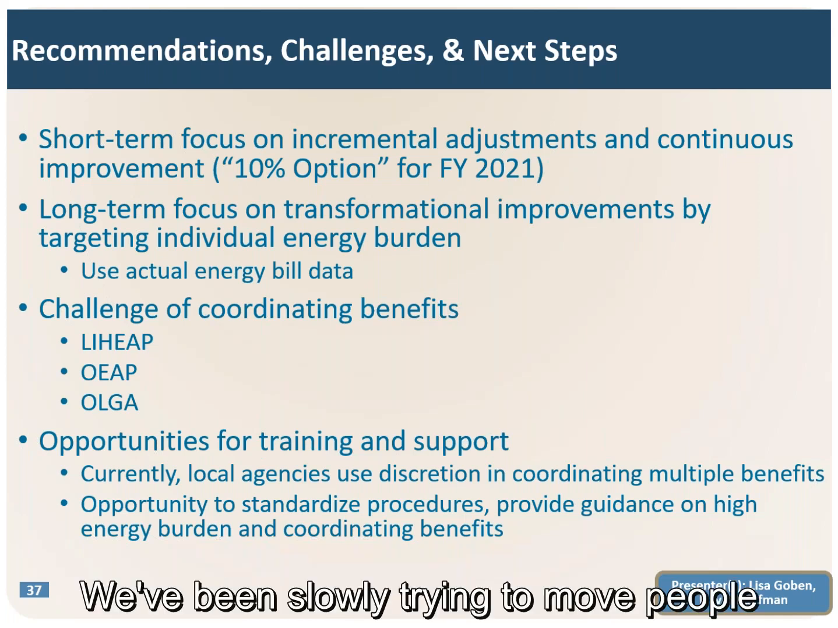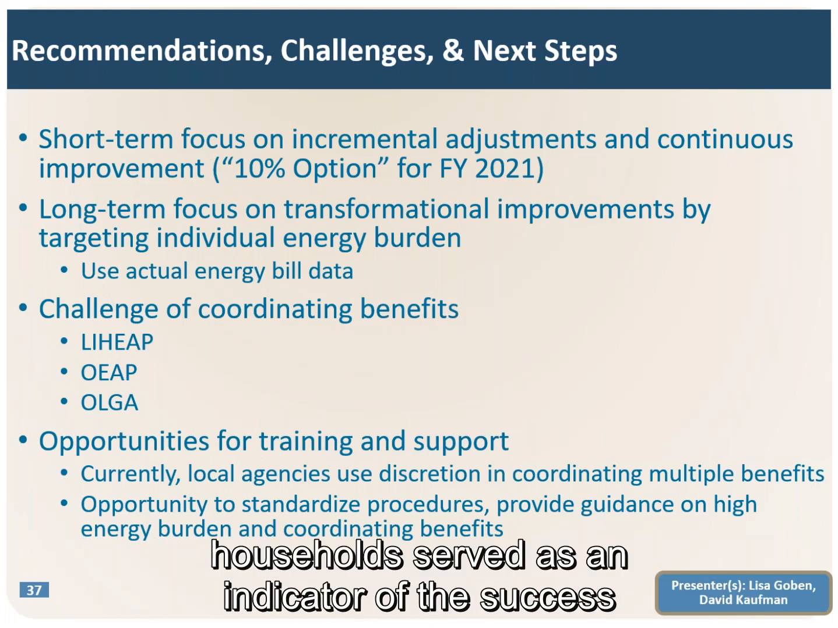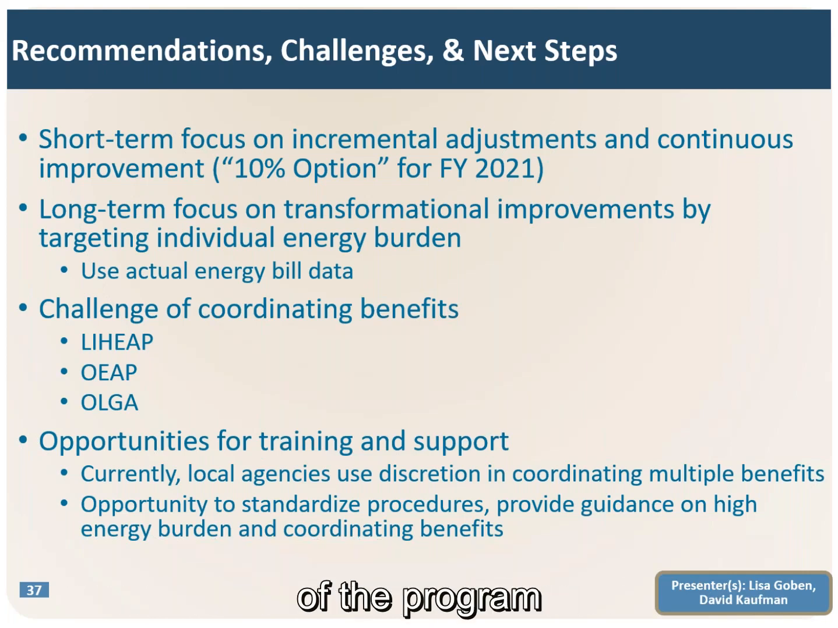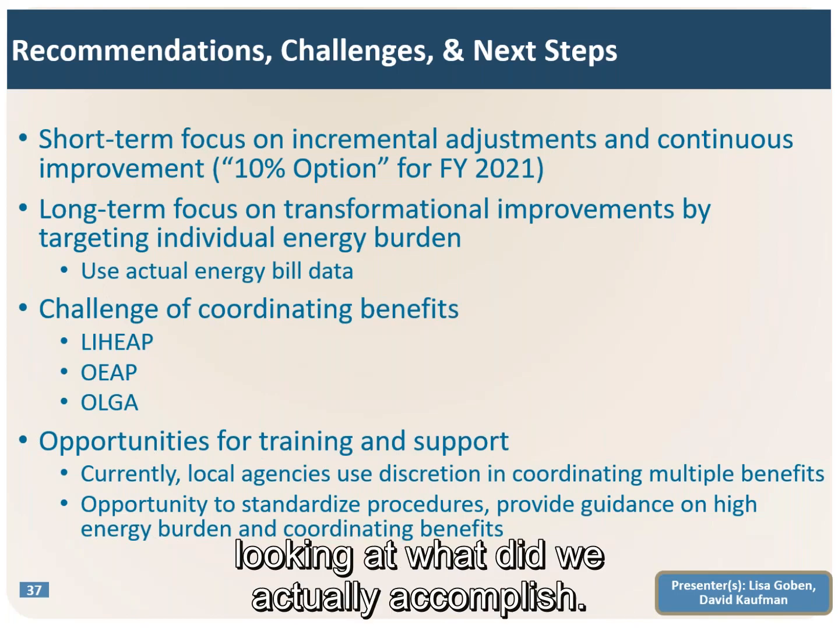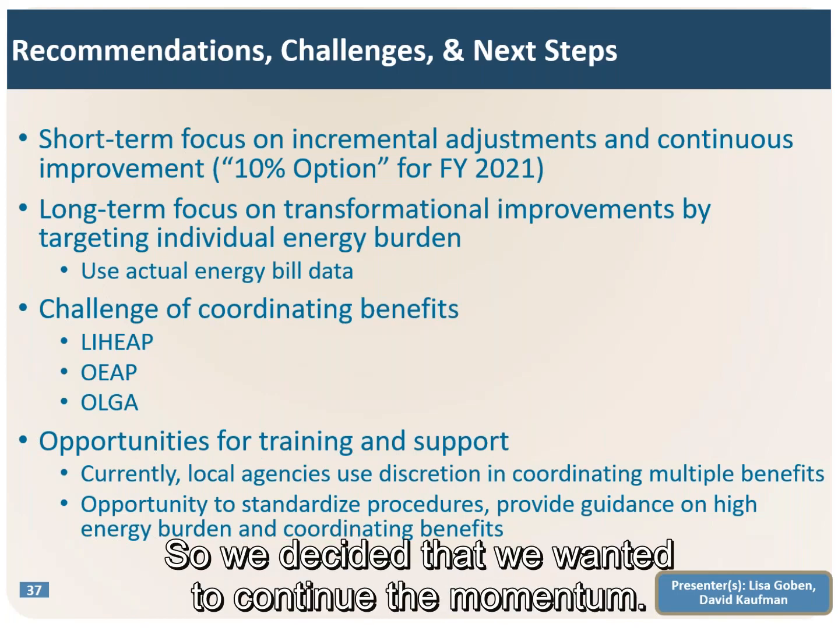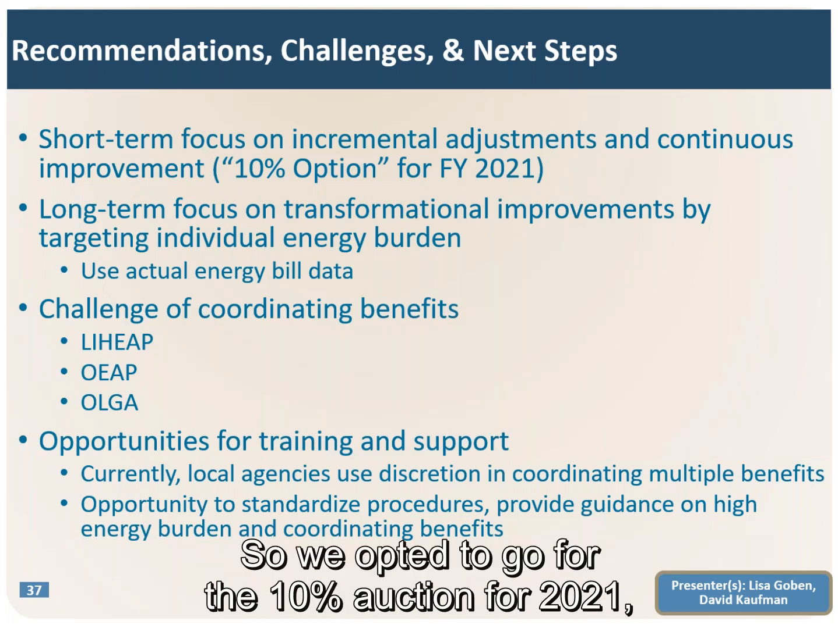We've been slowly trying to move people away from looking at households served as an indicator of the success of the program, and moving toward more of a burden-based outcome, looking at what did we actually accomplish. So we decided that we wanted to continue the momentum. We wanted to continue working on this and chipping away at it. So we opted to go for the 10% option for 2021.